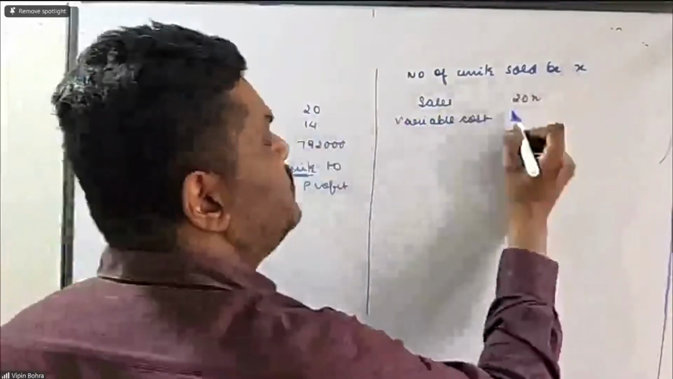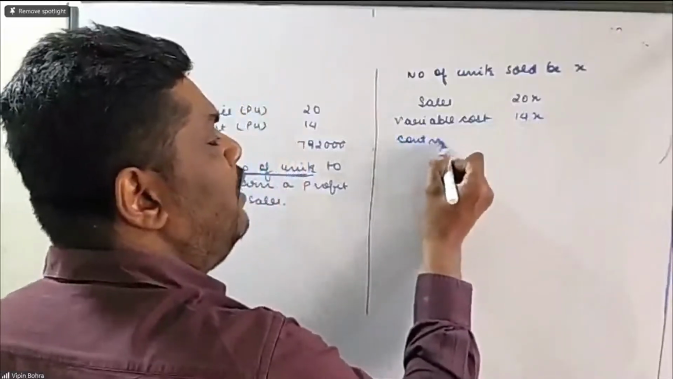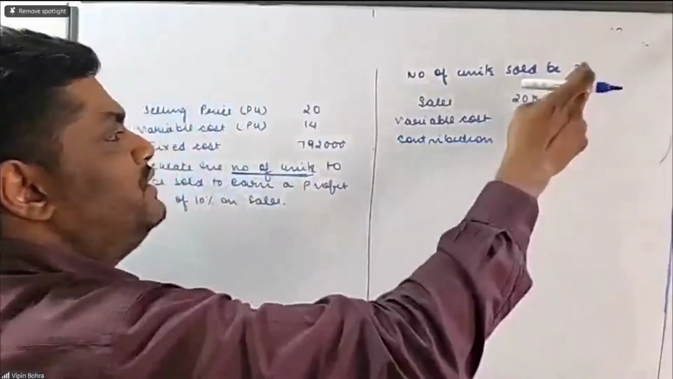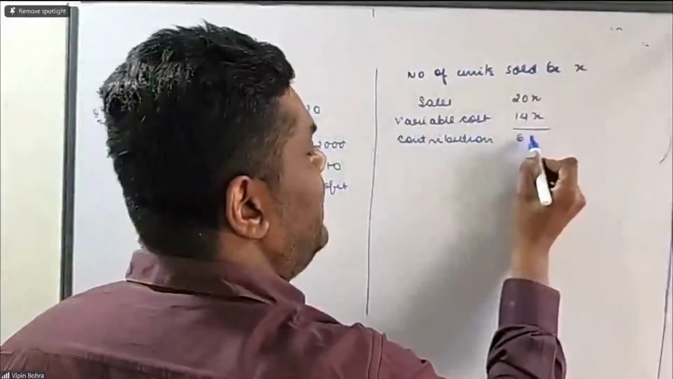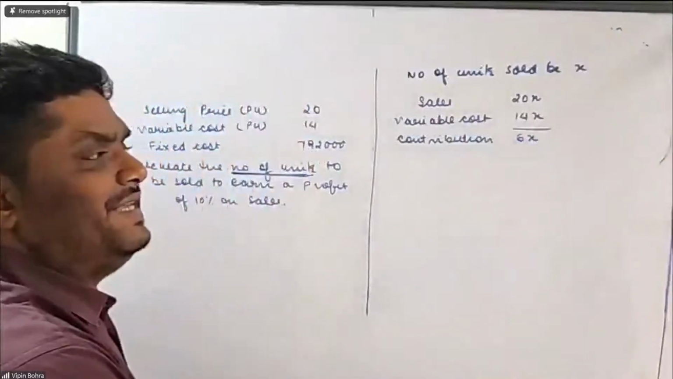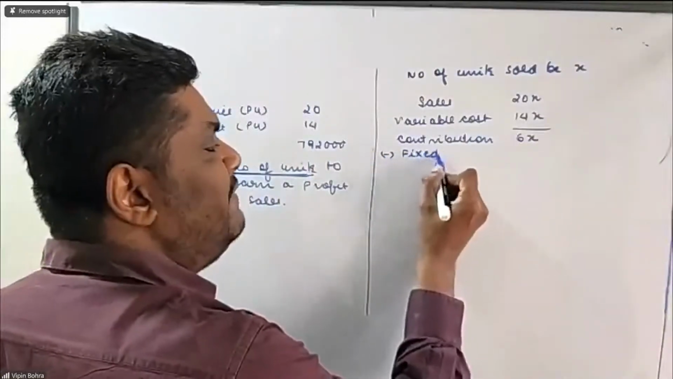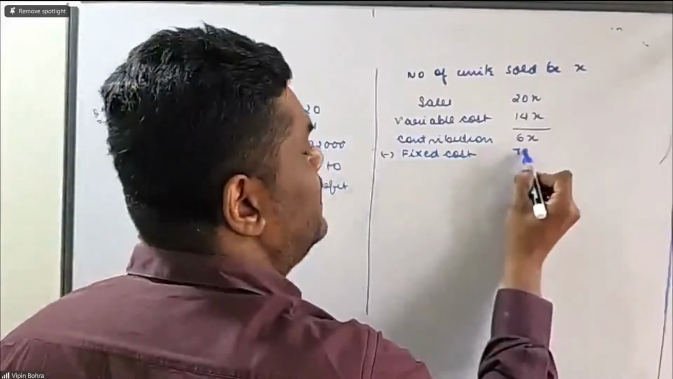14 into X, so it will be 14X. So how much will be my contribution? See, it is units. So units into price will be the total sales. So how much will be my contribution? 6X, minus my fixed cost. It is given in the question. That is 7,92,000.